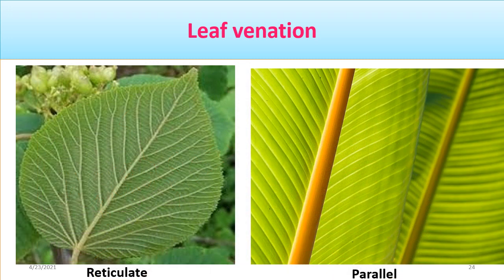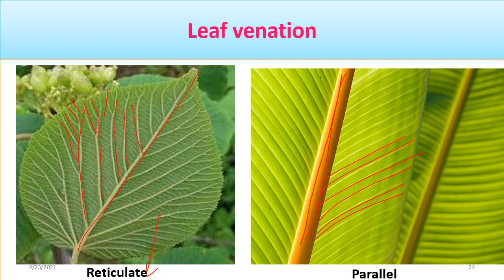Then leaf venation. If you see, this is the midrib and all lateral veins are arising from it, forming a net-like structure, and that is called a reticulate structure, and this venation is called reticulate venation. In the second picture you can see the midrib, but all these lateral veins are running parallel throughout the length, and that is called parallel venation.